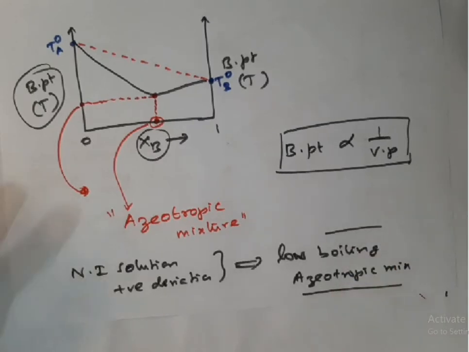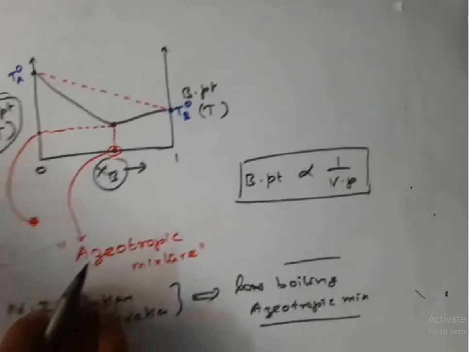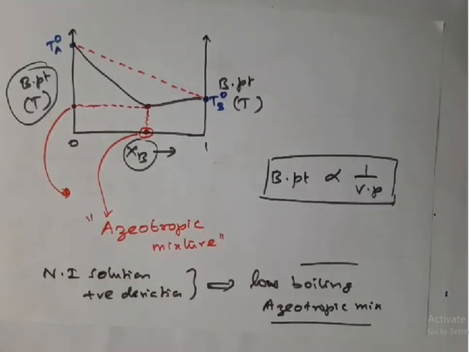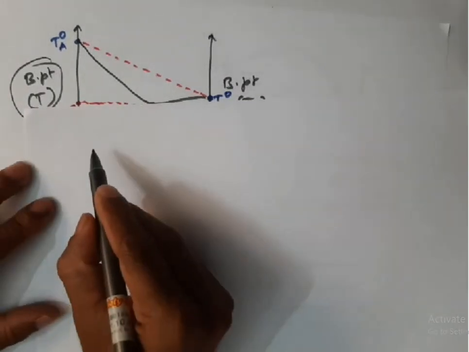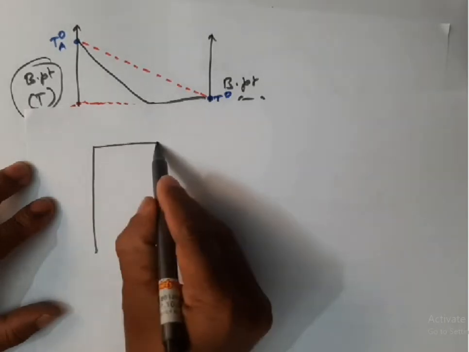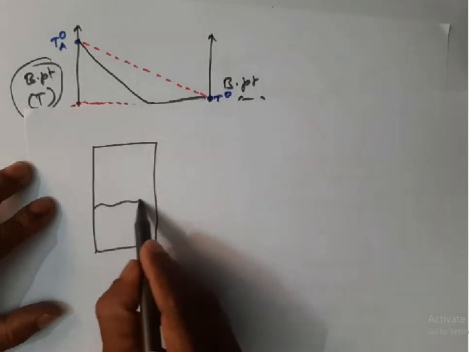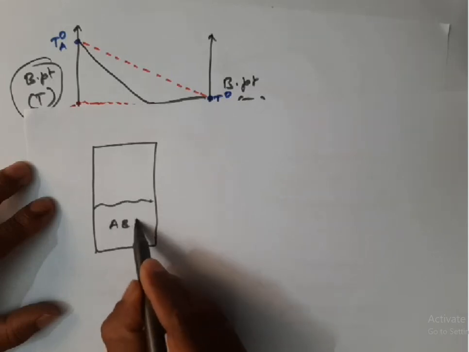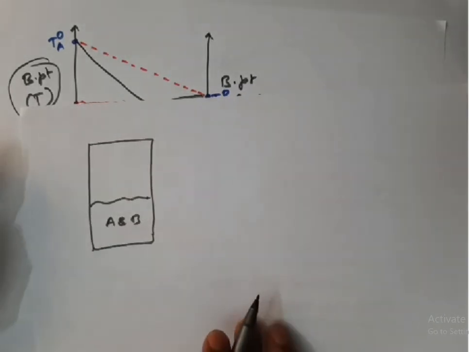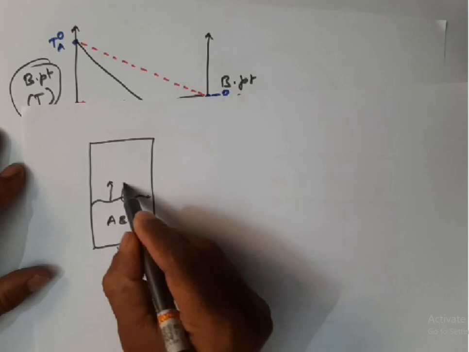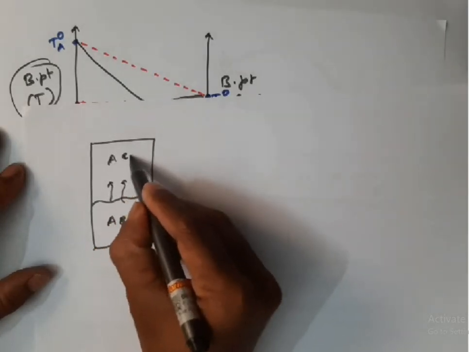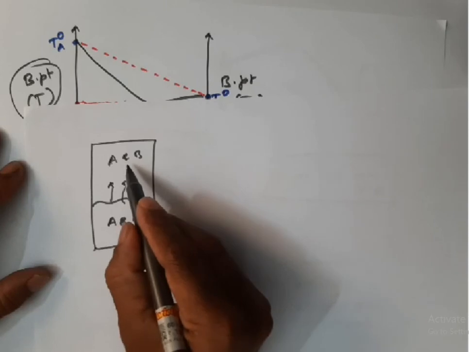Okay, what is an azeotropic mixture? Very simple. Let me give this as a point and then I stop. Students, what is meant by an azeotropic mixture? Suppose I take a container and a solution containing A and B. Just for understanding purposes, I'm saying this. Heat the solution, and vapors will come out. You have the A and B vapors.